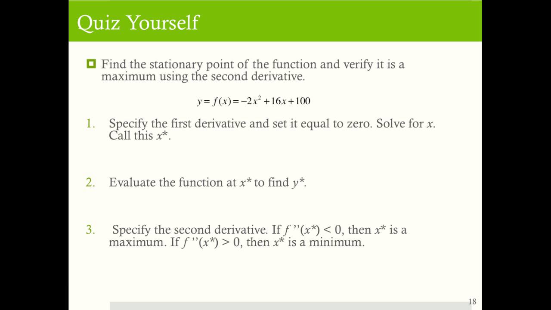Using the second derivatives test, we know that if the second derivative at x star is less than 0, then x star is a maximum. That curve is bending downwards at x star. But if f double prime, or the second derivative at x star, is greater than 0, then we know that x star is a minimum. In other words, at x star, the curve is bending upwards. So pause the video and try this on your own.